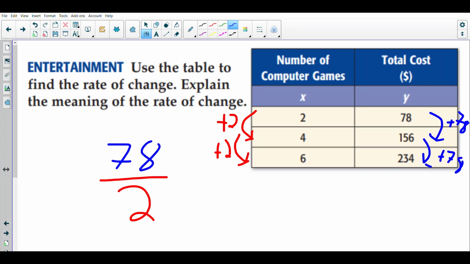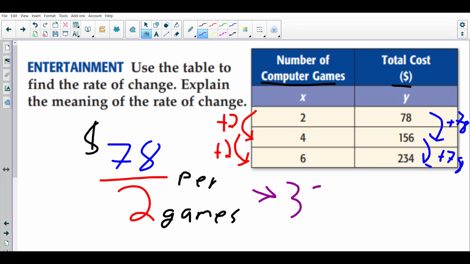If we look at the labels now, it's money per computer games. So $78 per 2 games. And this is just a fraction. When we simplify it, it is $39 per game. And that's what the rate of change is. And that's what it means.